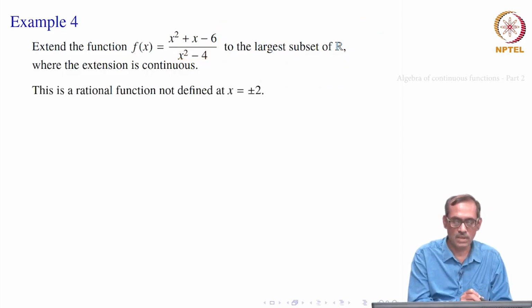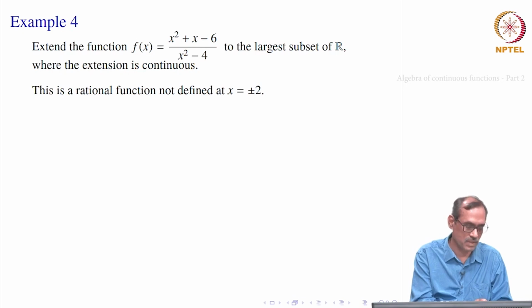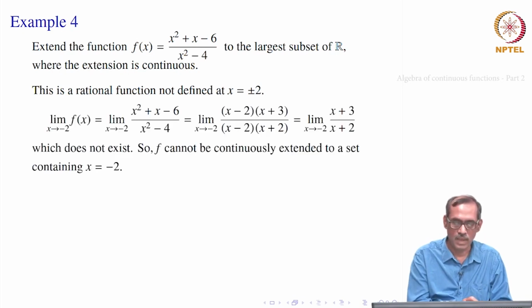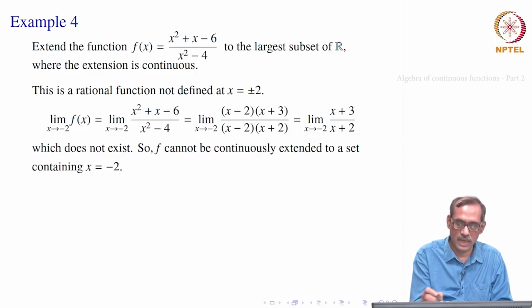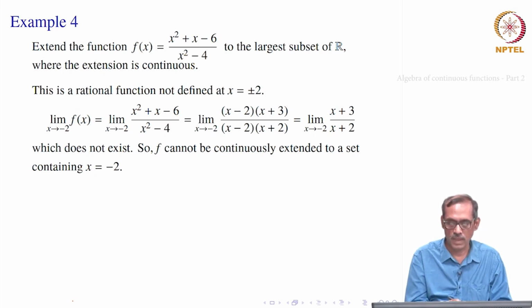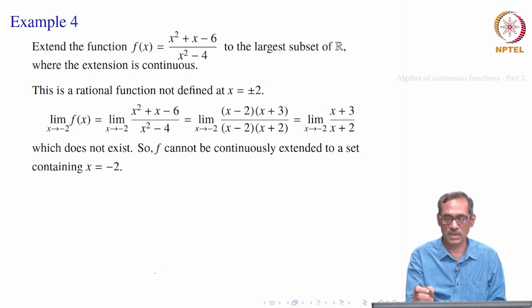Okay, so, let us see what we can do. This is a rational function not defined at x equal to plus or minus 2 and we want to find its limit. So, let us take first at minus 2. So, the limit as x goes to minus 2 will be the limit of (x square plus x minus 6) by (x square minus 4) as x goes to minus 2. Now, you can see that we have a factorization. The numerator can be written as (x minus 2) into (x plus 3); this is x square, minus 2 plus 3 that is x, and minus 2 into 3 that is minus 6. So, the factorization is correct, divided by (x minus 2) into (x plus 2).